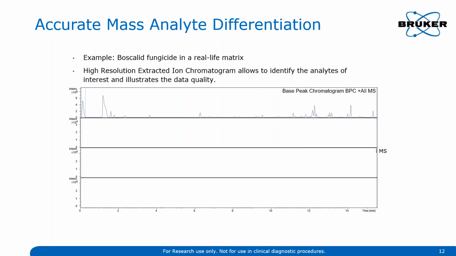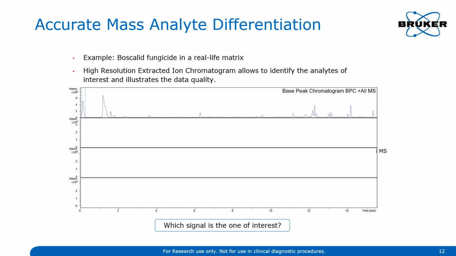Now, why exactly are high resolution and accurate mass important? Why do they represent an advantage? Well, let's take a look at some real-life examples. So this is a chromatogram for a fungicide in a real-life matrix. We can see many peaks and do not know which one of them is our target. However, we do know the nominal mass of this fungicide. Let's say it's 343 Daltons, and we can extract its ion chromatogram.